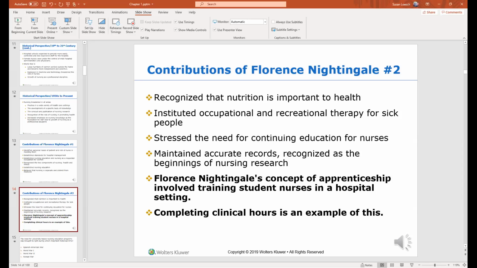So also she helped to institute occupational and recreational therapy because when you're sick, a lot of times if you have chronic illnesses, that can affect your ability to eat, drink, walk, talk. Recreational therapy because you can become depressed, especially if you're in the hospital for long periods of time. All right. And she also stressed the need for nurses to have continuing education. She also used the concept of apprenticeship in the hospital with the student nurses. And when you do your clinical hours, that's an example of that.